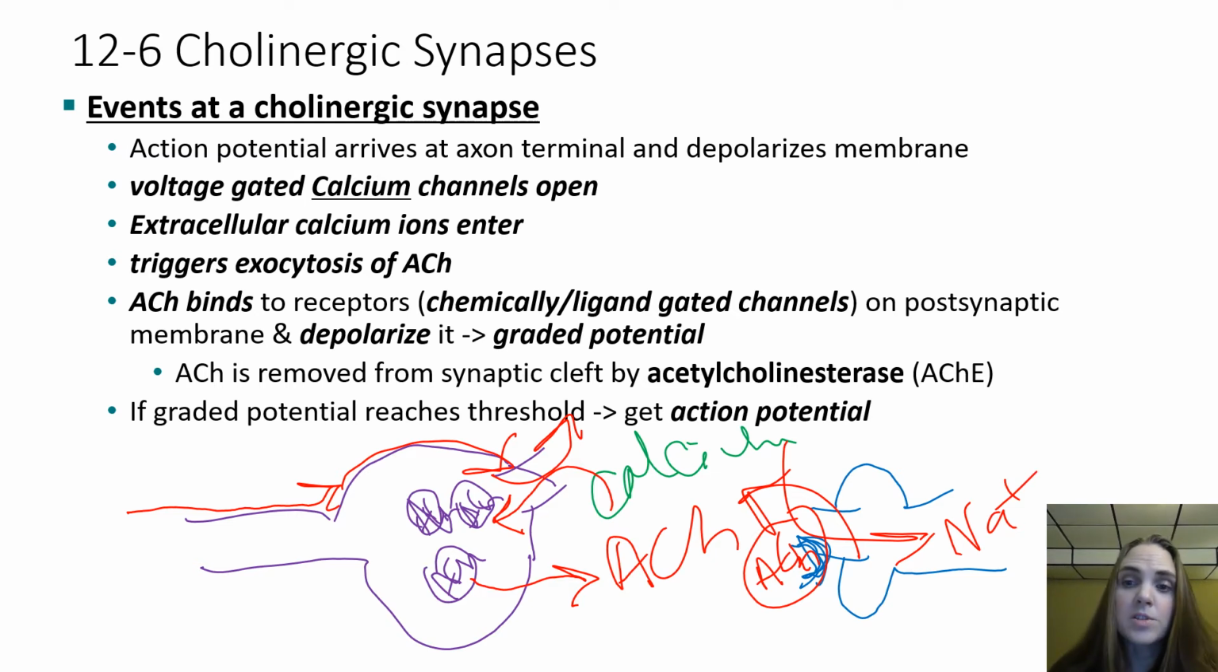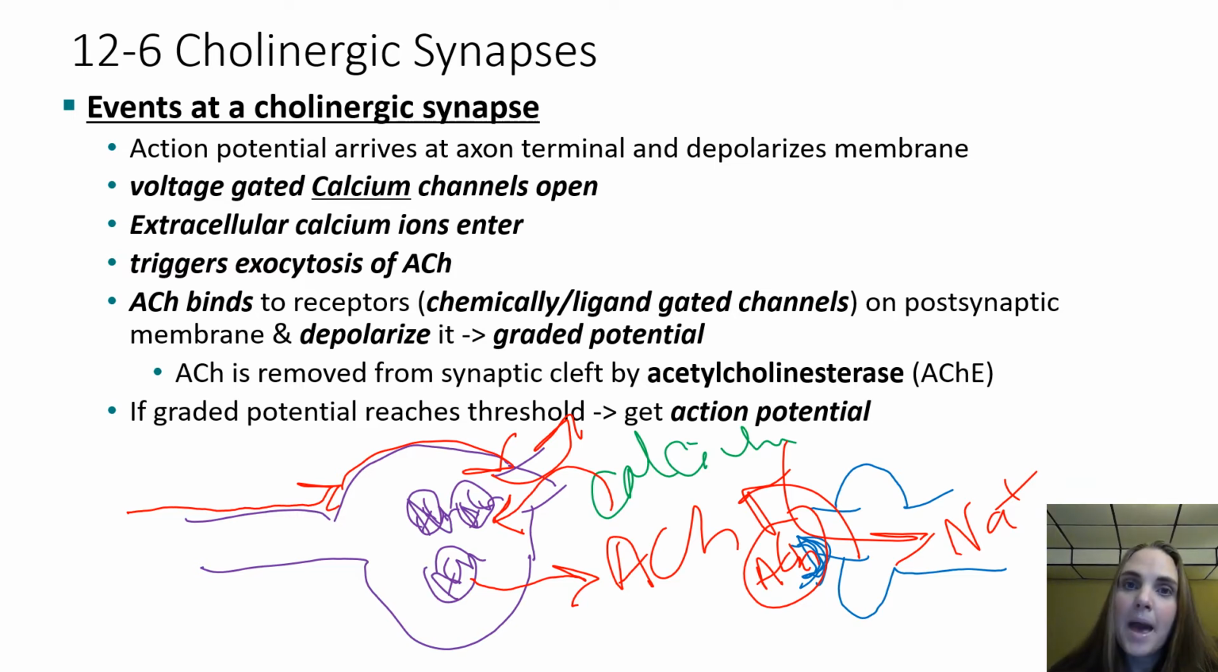And what does influx of sodium cause? Remember, sodium has a positive charge coming into the cell, causes a depolarization. That membrane potential is going to go to a less negative value. It's going to depolarize it and create one of those graded potentials. The graded potential is that localized change in membrane potential. And then depending on how large that depolarization is, how large that graded potential is, we may or may not trigger an action potential in that postsynaptic cell.